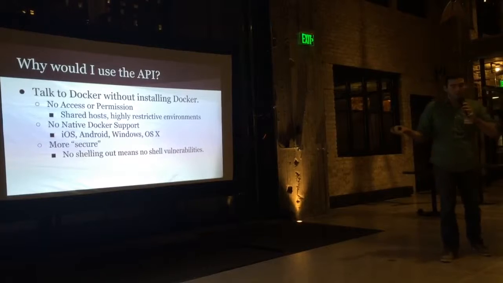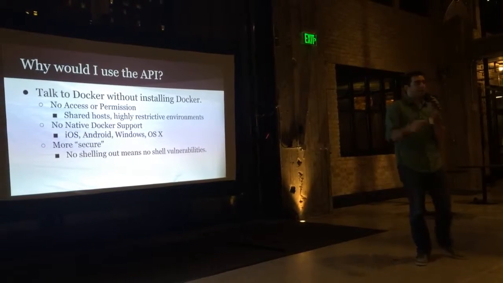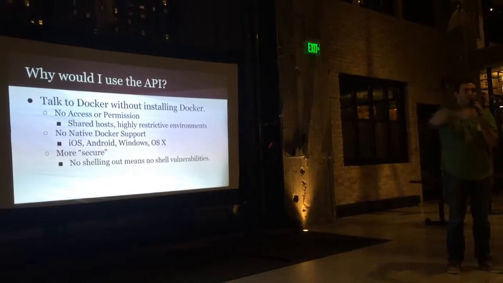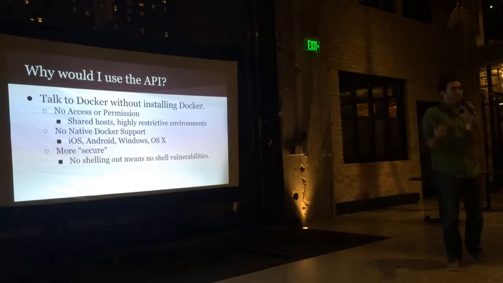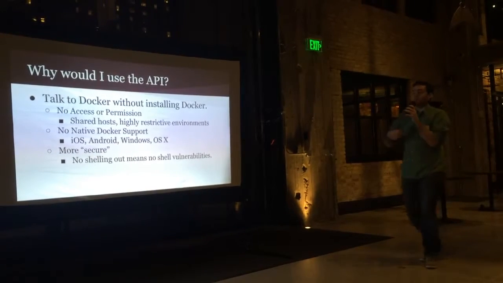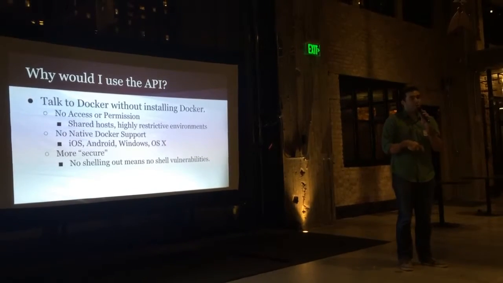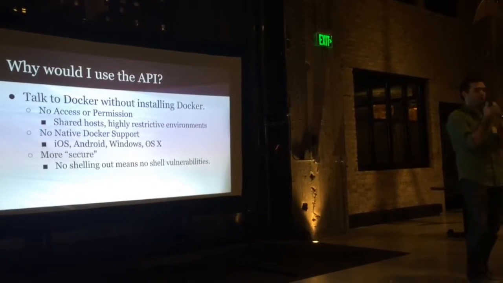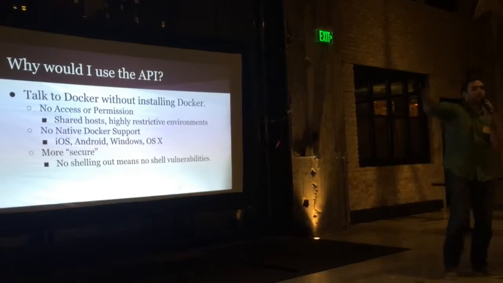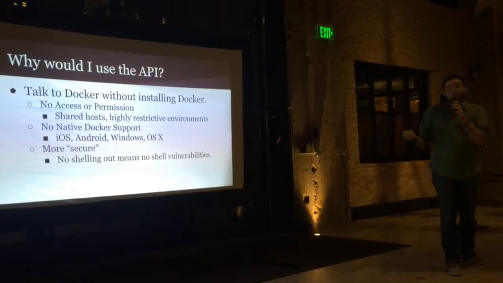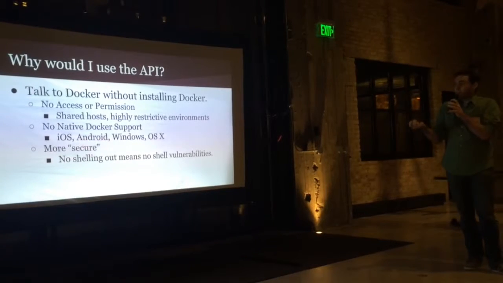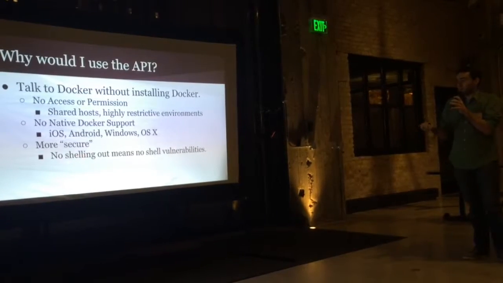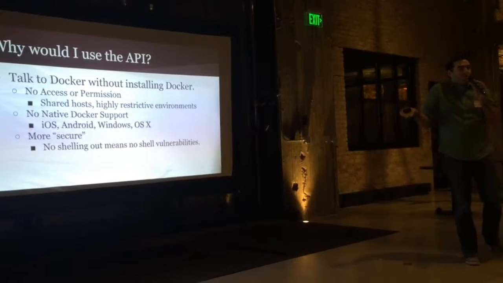So why would you want to use the API? Well, let's say you don't have access or permissions to the shell or to install Docker. Maybe the application that's parsing the input doesn't have access to the shell, or you can't install Docker natively on the thing. Maybe you have an iOS app or an Android app where you want to push a button or use Siri, like give me 600 containers, and it would spin up 600 containers. Or Windows or OS X, where you need a VM. If you're running anything natively on those platforms, you don't necessarily have the CLI. And also, you're not shelling out, which means no shell vulns.